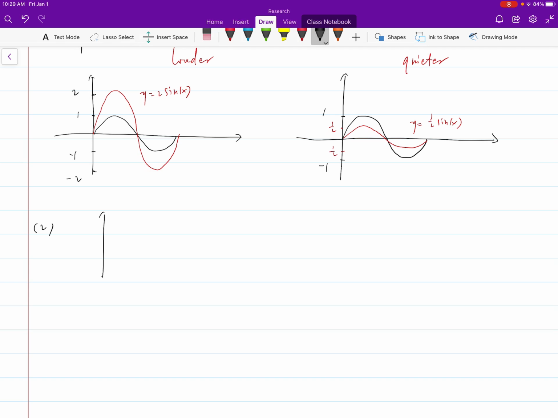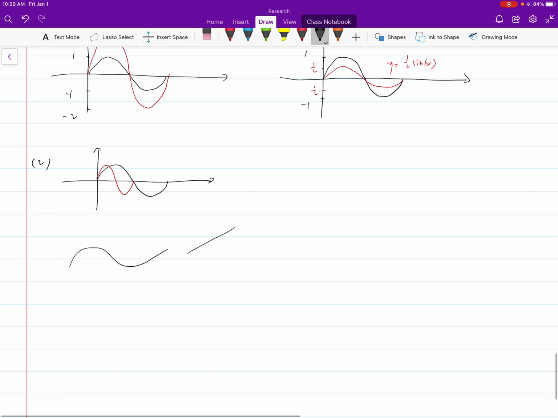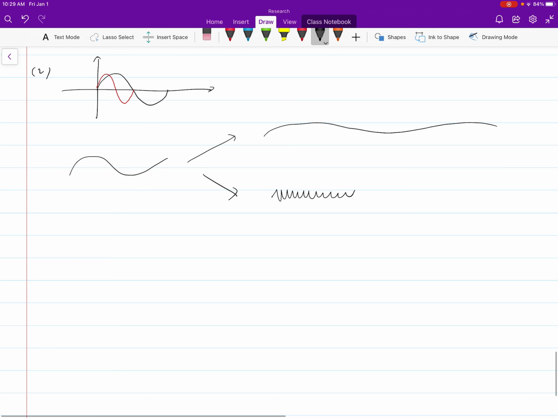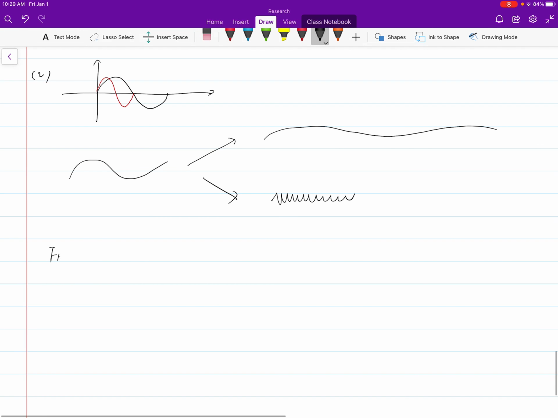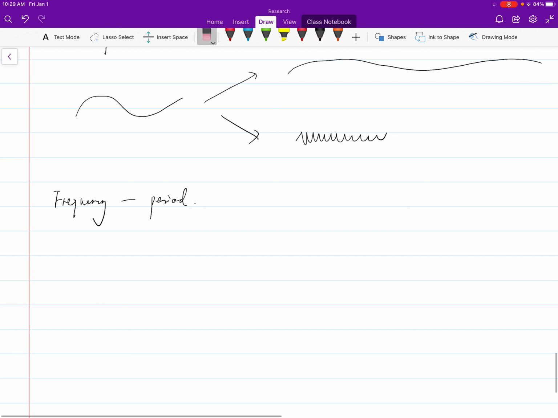Second thing, this time we don't want to squeeze or stretch in the y direction, we want to squeeze and stretch in the x direction. So if you have something like this, which is the original sine wave, I want to do the same thing, but within a shorter period. By squeezing it, you have some wave that looks like this. I want to either make it wider, or make it oscillate really quickly. That is called the frequency, or the period. They're exactly opposite, flipped of each other.